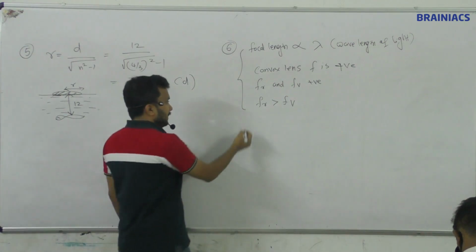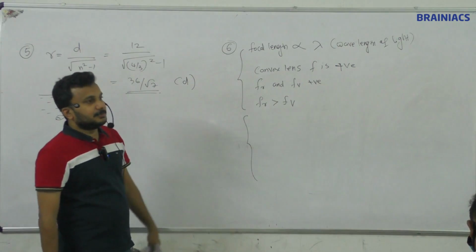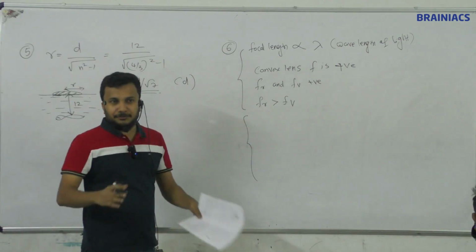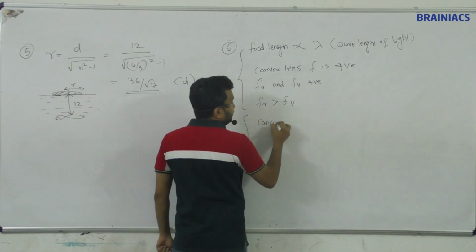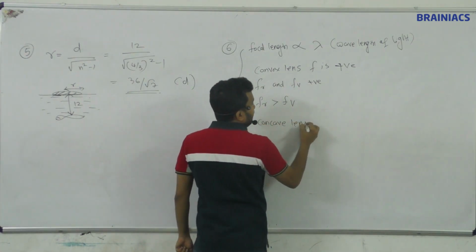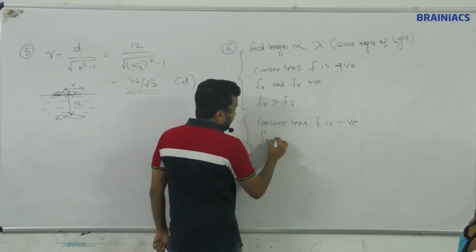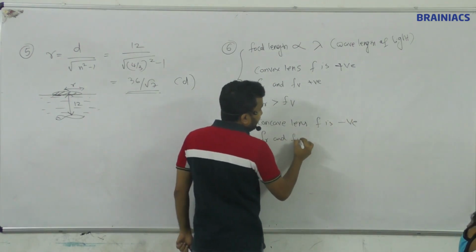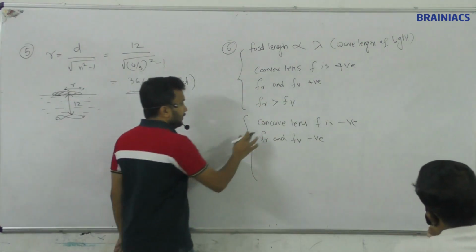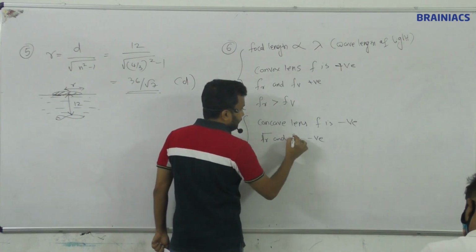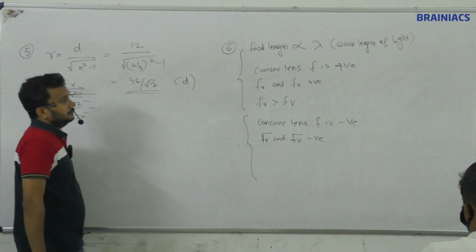First section is over. We'll move to the second section. Anyway, focal length is proportional to wavelength, we can't do anything more there. But here, in the concave lens, f is negative, which means capital Fr and Fv are both negative.